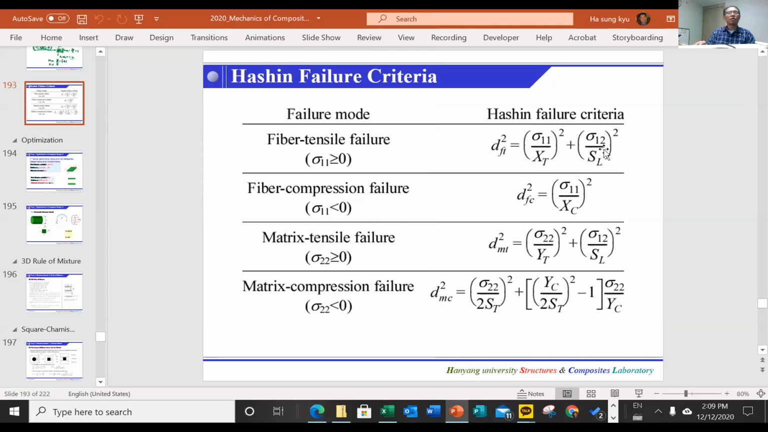Okay, well, today is December 12, 2020. This class will be our last class this semester. Well, we hope to finish programming our tool, which is called high CLT, classical laminate theory, based on micromechanics.